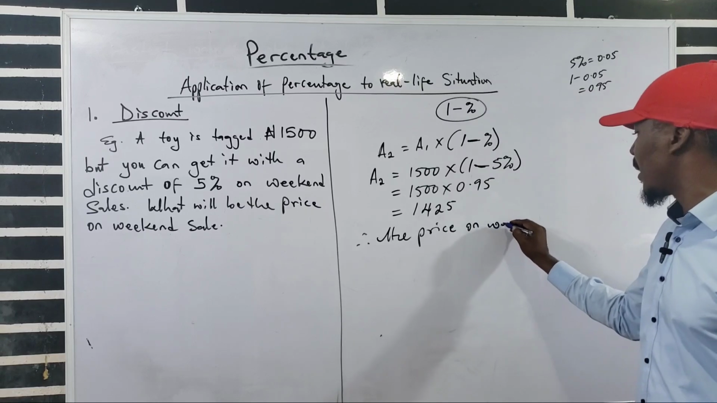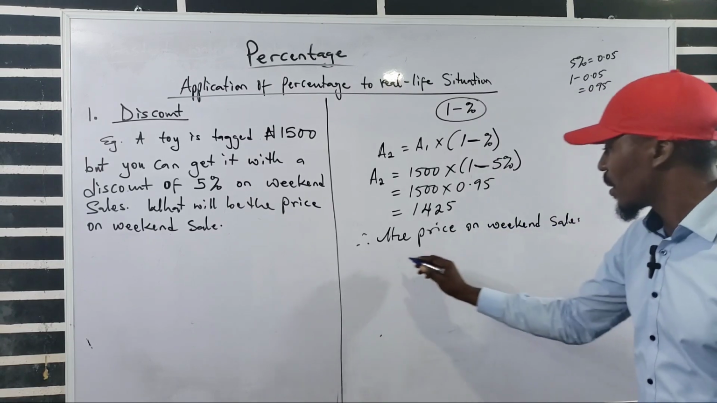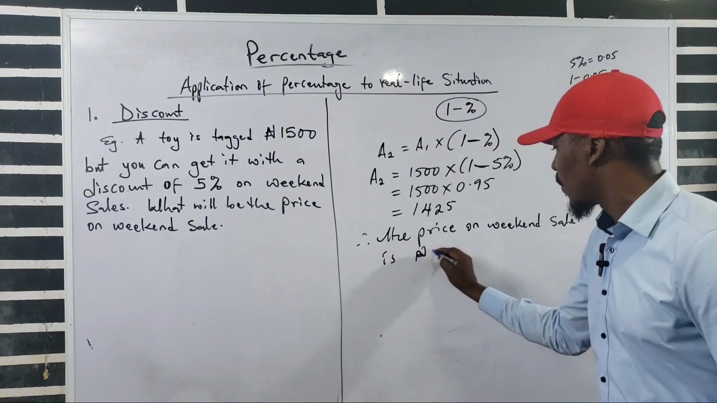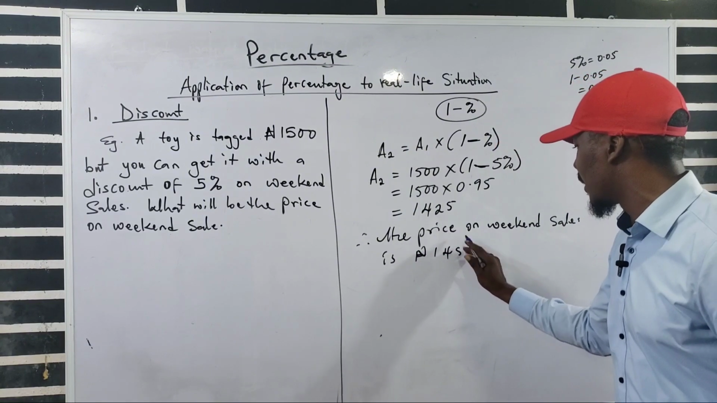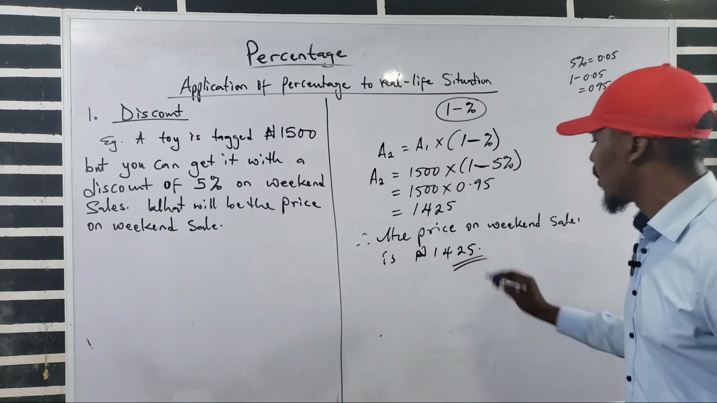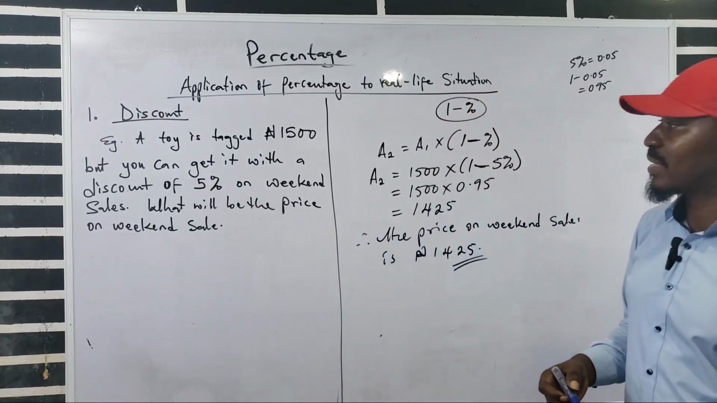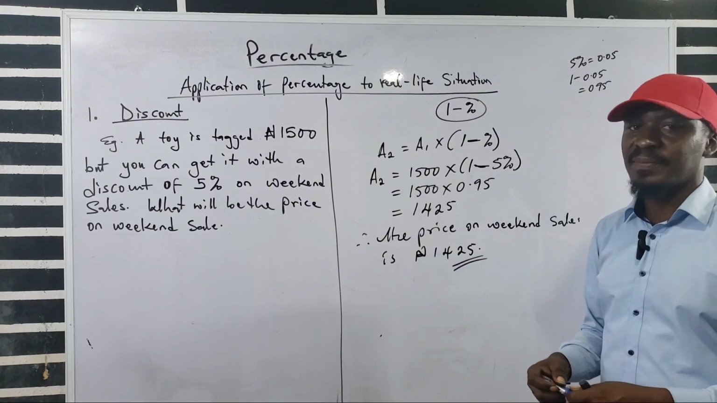Therefore, the price on weekend sale is 1,425 naira. So this is the price on weekend sale after they have deducted 5% from the actual price.